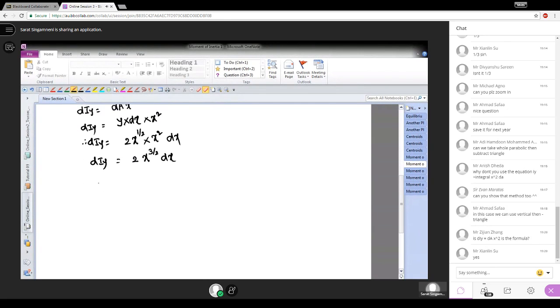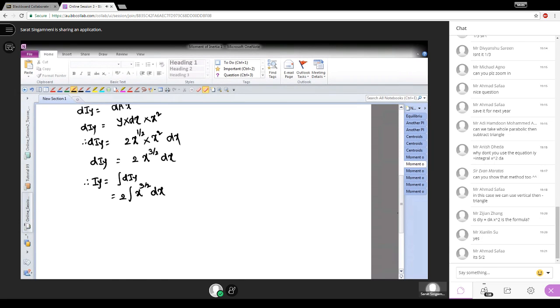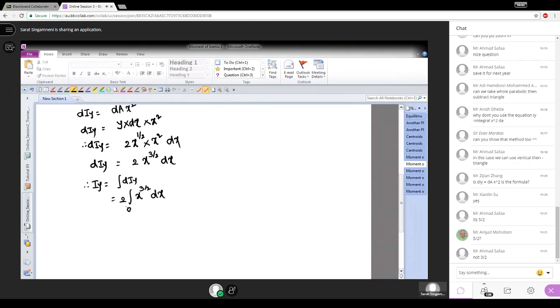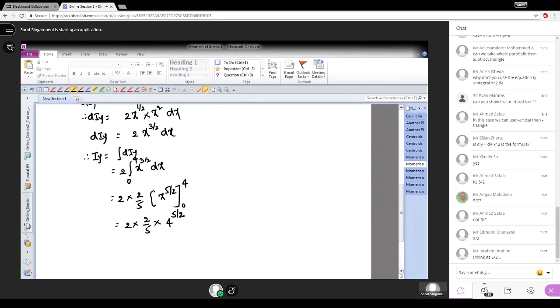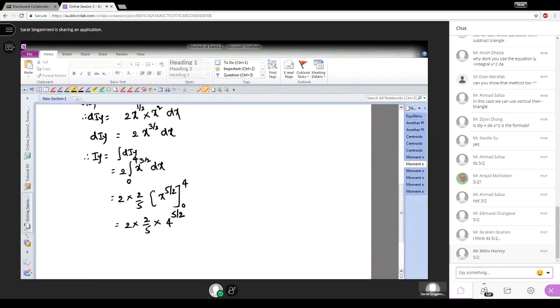So therefore, the moment of inertia, whole of it about the y-axis for the whole area is integral dIy, which is equal to 2 times integral x to the power 3 over 2 dx, as the strip is varied from, now we took a vertical strip, so it's equal to 0 to 4. So that is equal to 2 times x to the power 5 over 2 divided by 5 over 2, which is 2 over 5, x to the power 5 over 2, 0 to 4, which is 2 times 2 over 5 times 4 times 4 to the power 5 over 2. So we don't have the answer. Please calculate this.